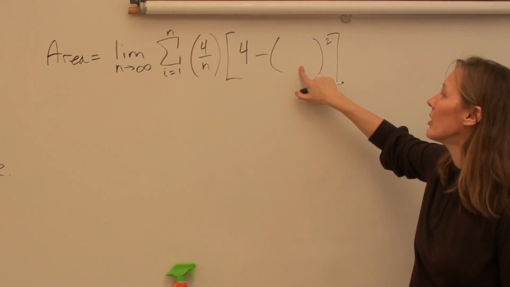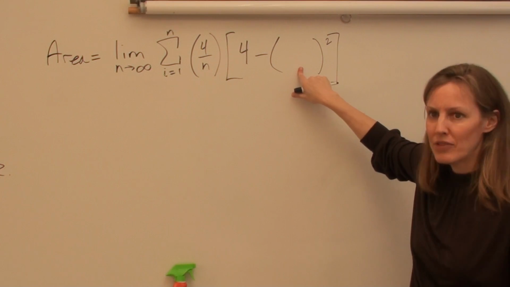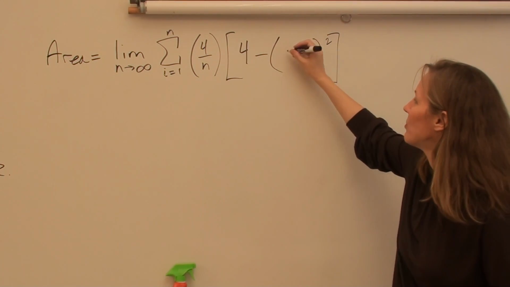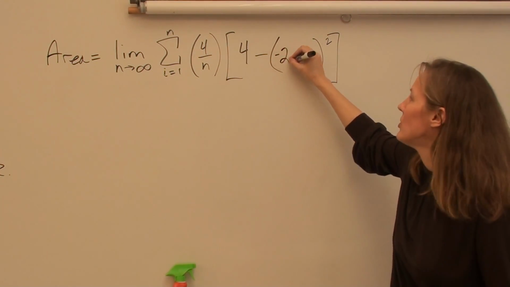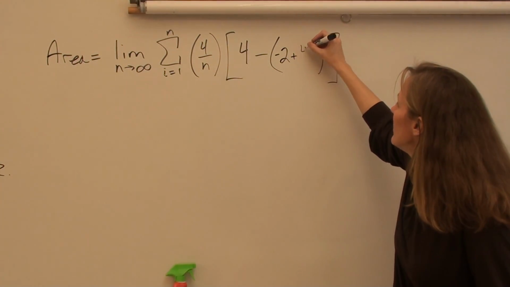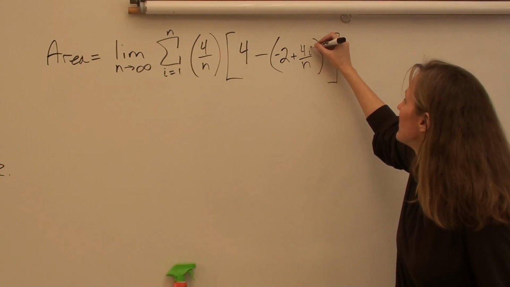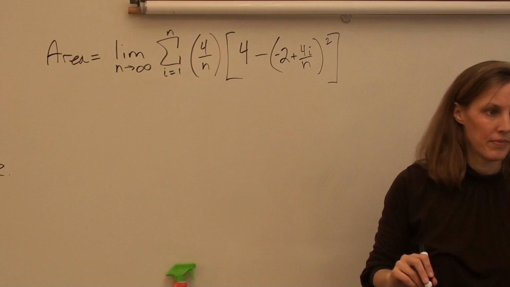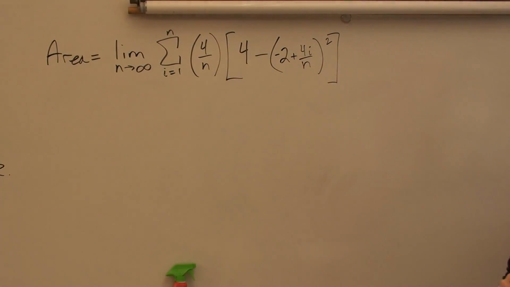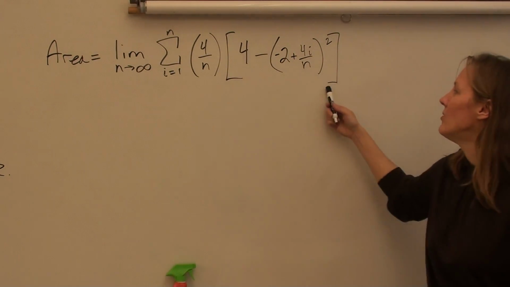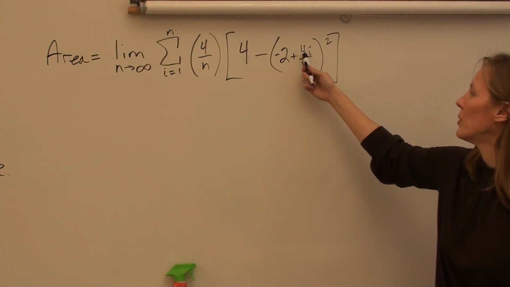And in here is where you're going to do left endpoint. What's our left endpoint? Negative 2. Plus width times i. Okay, f of left endpoint plus width times i.